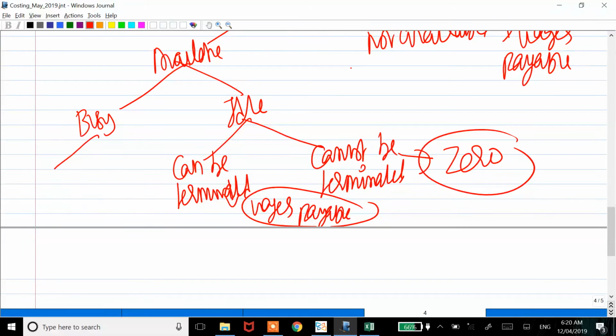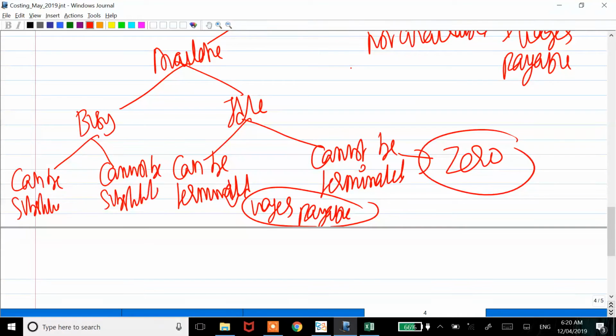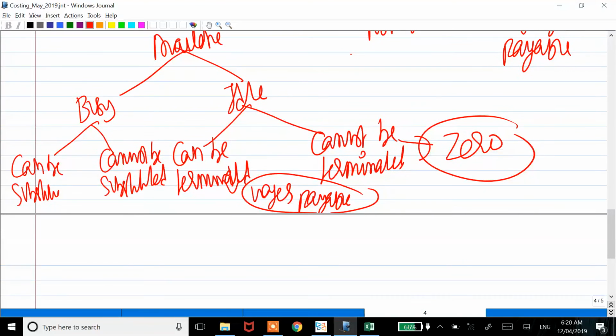If they are busy, there are two scenarios: can be substituted and cannot be substituted. In case you want to make these notes later on, you copy it from the video. For the time being, just focus on understanding the concept. You will not get the time to note, that's the problem.